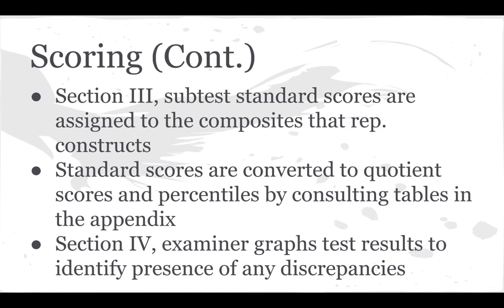In section 3, subtest standard scores are assigned to the composites that represent constructs. The standard scores are converted to quotient scores and percentiles by consulting tables in the appendix. The 3 quotients are general language quotient, which is comprised of subtests 2, 3, 4, and 5, an awareness of and access to syntax, semantics, and pragmatics of oral language. The receptive language quotient is comprised of subtests 2 and 3.